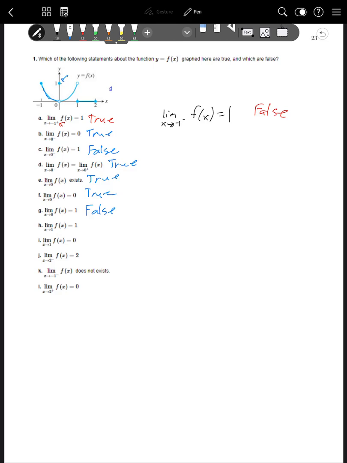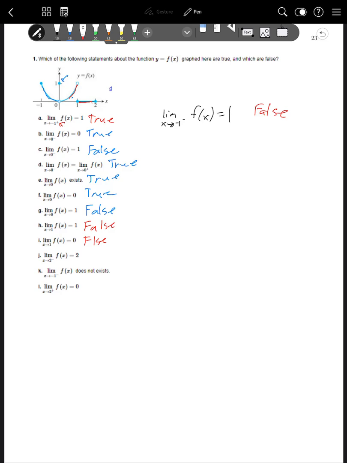Well, that's an interesting thing. As I approach 1 from the left, I get 1. But if I approach 1 from the right, as I get closer to the 1, I get 0. So its limit is not 1, so that's false. And its limit is not 0, so that's also false.